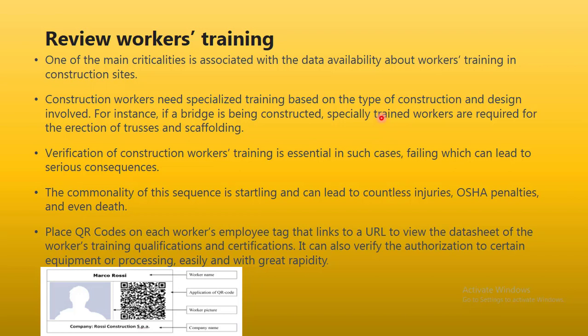Place QR codes on each worker's employee tag that link to a URL to view the data sheet of the worker's training, qualifications, and certifications. It can also verify the authorization to certain equipment or processes easily and with great rapidity.